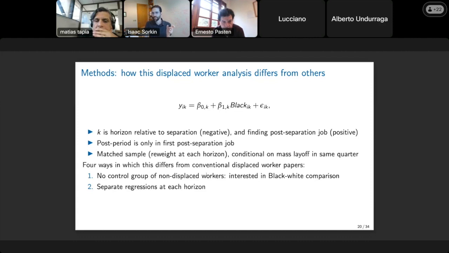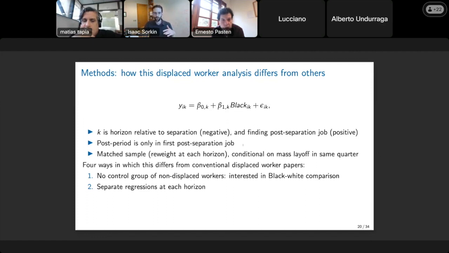The second difference is typically people do this generalized diff and diff, and they run one regression and then just report the results of one big regression with lots of leads and lags. I'm going to be running separate regressions at each horizon. This just makes it easier to keep track of what comparisons I'm making at each horizon.